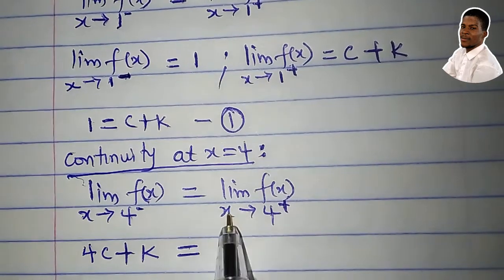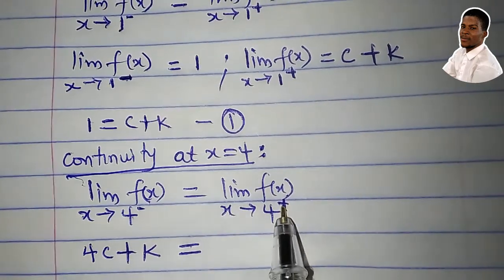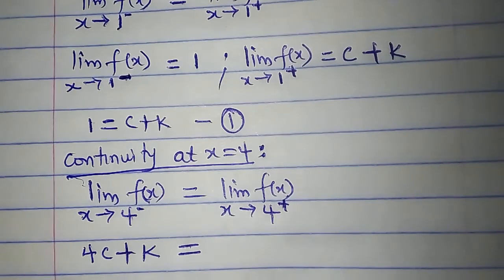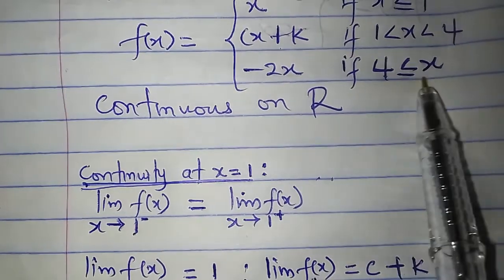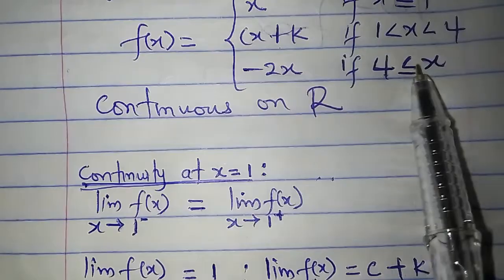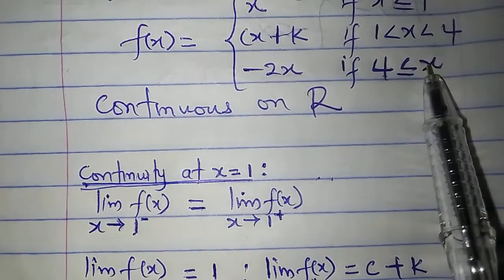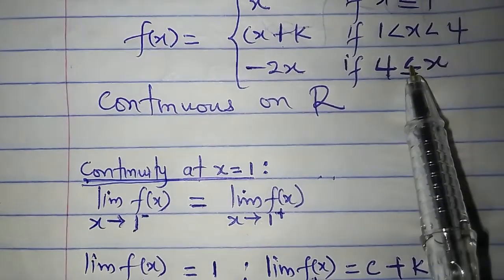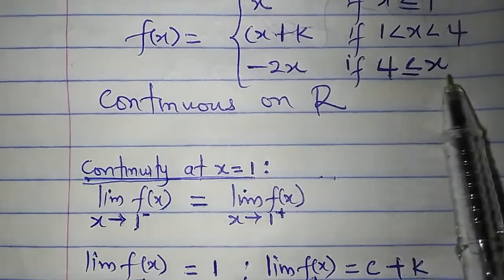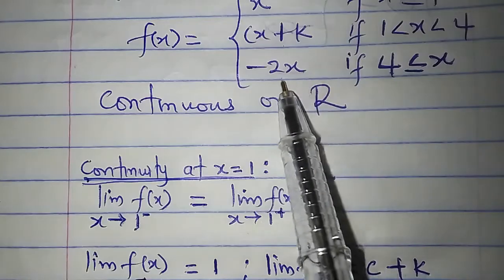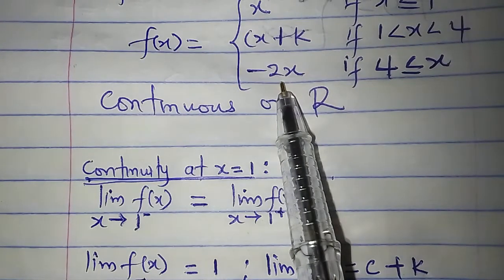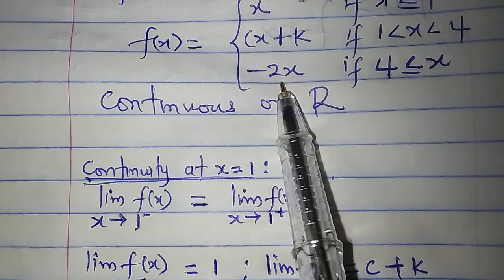So here I have 4c plus k, which is equal to, let's determine the limit as x approaches 4 from the right. X approaching 4 from the right implies that x is greater than 4. So where can I see x greater than 4 here? This interval says 4 less than or equal to x, which means that x is greater than or equal to 4. So here I can find x greater than 4. That means I will use this function to determine the limit as x approaches 4 from the right.